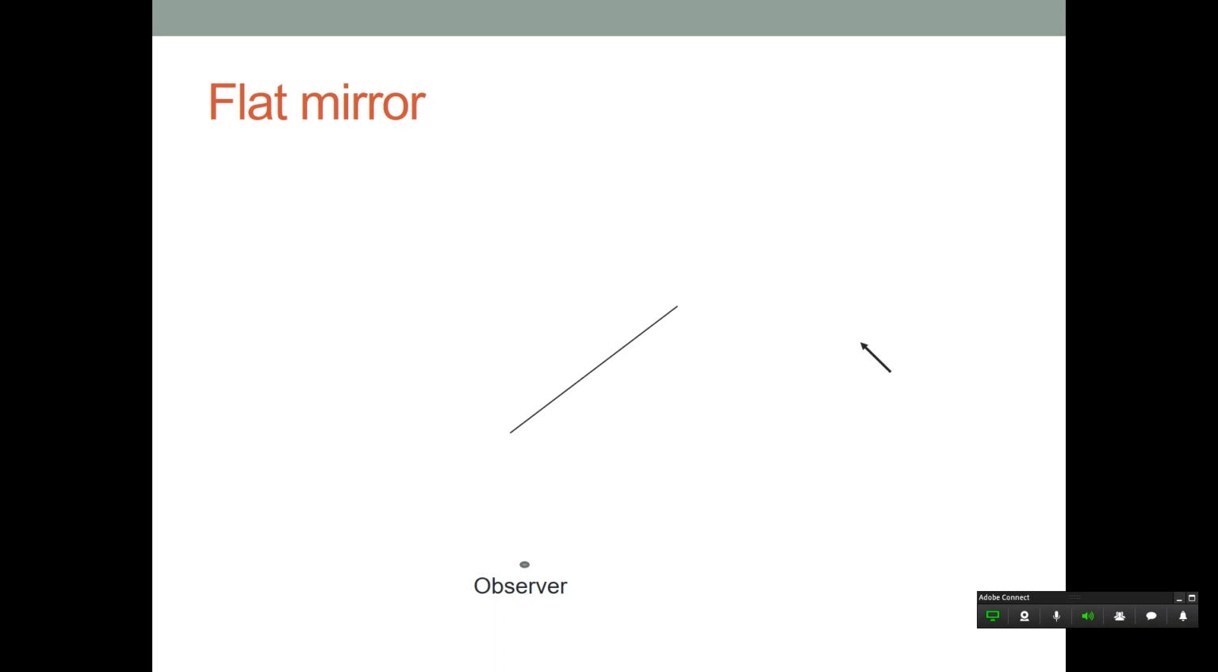Here's my mirror, like that. All right. And so this is the shiny part of the mirror. And so this is me looking through the mirror at this object. And it's not really this object that I'm seeing in the mirror. It's the image of the object that I'm seeing in the mirror. So the first thing we need to do is draw the image of this object. Now, the question is, how do we do that?